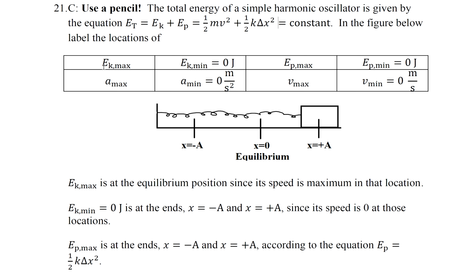Label the location of E kinetic max. We're at maximum kinetic energy at the middle, because once you release it from x equals plus A, it speeds up. After the middle, it slows down and stops. Then it speeds up to the right. Once it hits the middle, it's going to be at maximum speed. Then it's going to slow down and stop, go back to x equals plus A. So kinetic energy max is at the equilibrium position. Where is kinetic energy equal to 0? Well, that's on the right end and the left end.